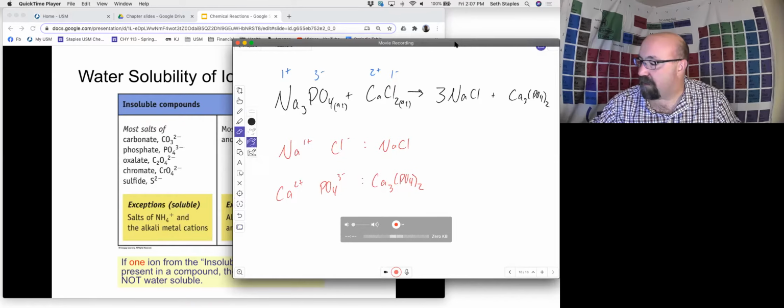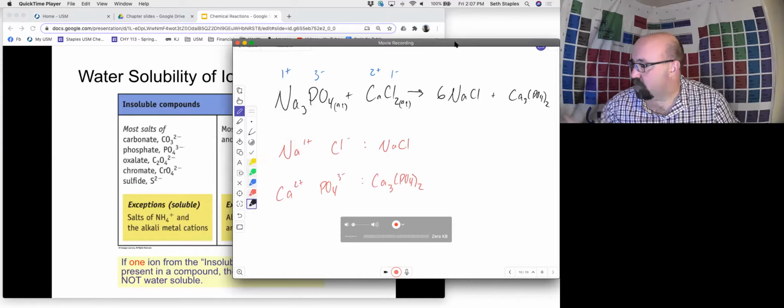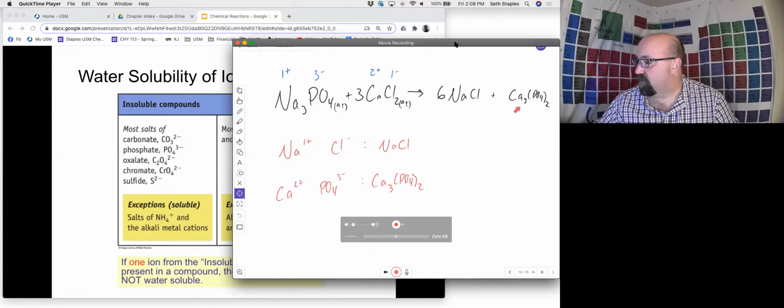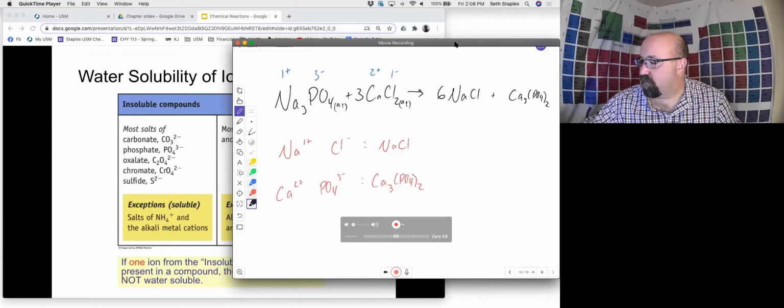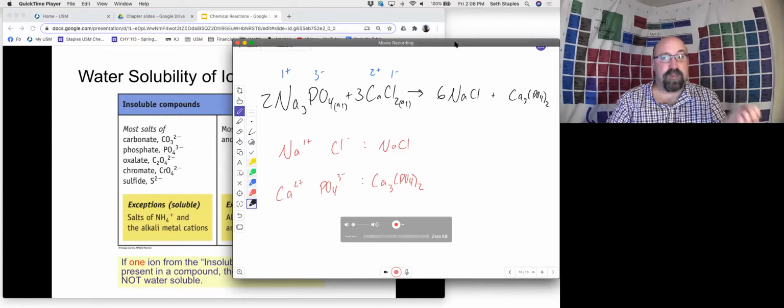If we run into that, one of the easiest things to do, instead of putting a 3 here, is to put a 6. Now we have 6 Cls, so we can put a 3 here to adjust for that. That gives us 3 calciums, and that's good, we have 3 calciums over here. We have 2 PO4s over here, though, and we have 6 Nas. So the way to fix that is a 2 in front here. Now the equation is balanced, but we also need to figure out our states of matter.